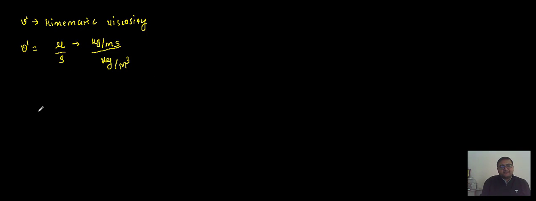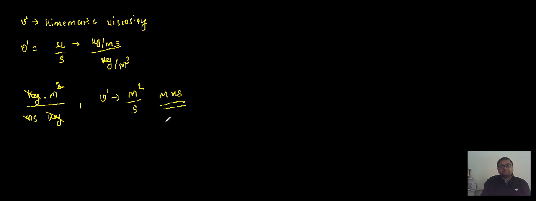So how to get the unit of the kinematic viscosity? It is kg, and the denominator goes into the numerator, so into meter cube, divided by meter into second, and again kg. So kg cancels out, 1 meter cancels out, so this becomes square. So what is the unit of the kinematic viscosity? That is meter square per second, and this is in terms of the mks unit.